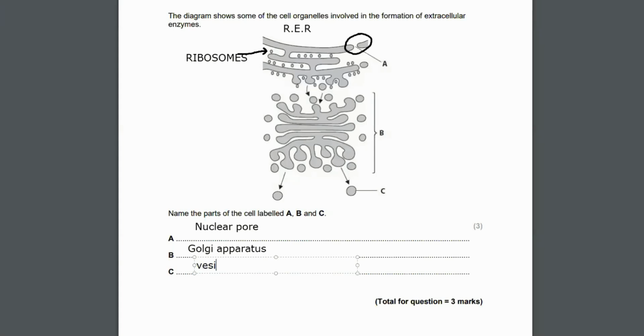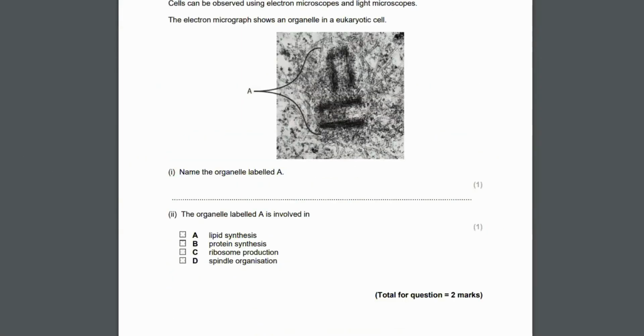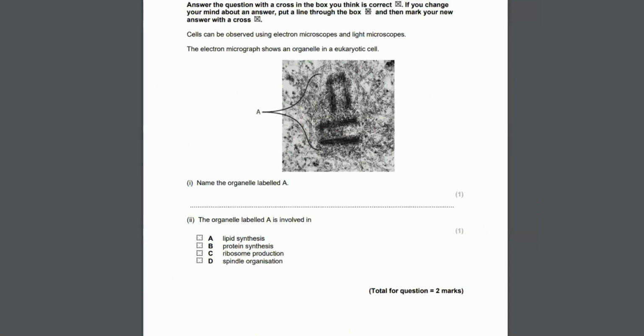Now, B is the Golgi apparatus. You can spot them by the little vesicles attaching and budding off at the ends. And then, of course, C must be a vesicle, or it could be a lysosome if it's containing lytic or digestive enzymes. Okay, cells can be observed using an electron microscope and a light microscope. The electron microscope shows an organelle in a eukaryotic cell. This, my friends, is a centriole, and the centriole is involved in the formation of the spindle.